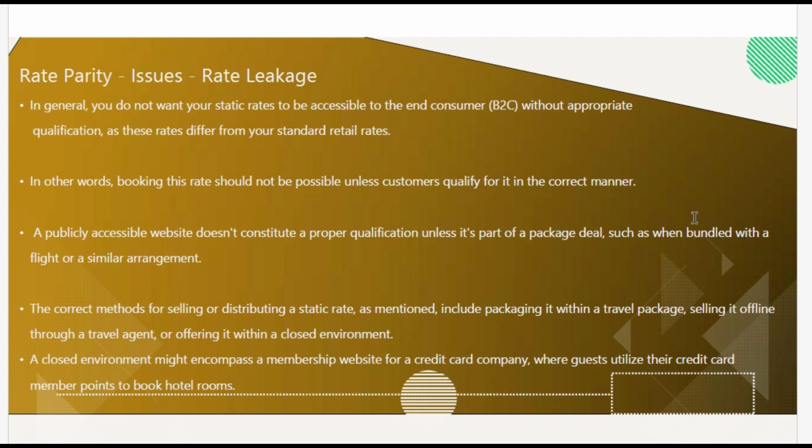The correct method for selling or distributing a static rate, as mentioned, includes packaging it within a travel package, selling it offline through a travel agent, or offering it within a closed environment. By closed environment, I mean that it might encompass a membership website for a credit card company where guests utilize their credit card member points to book hotel rooms. That is not for the general public. It's for someone who qualifies for it. So these are certain scenarios where it can be sold, not otherwise.